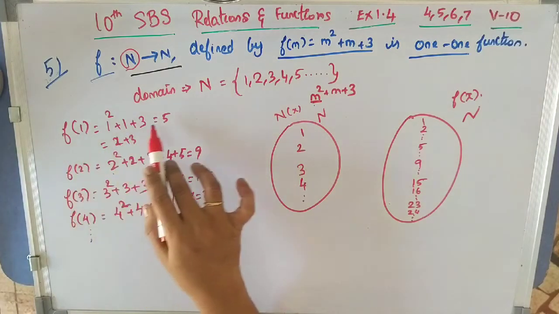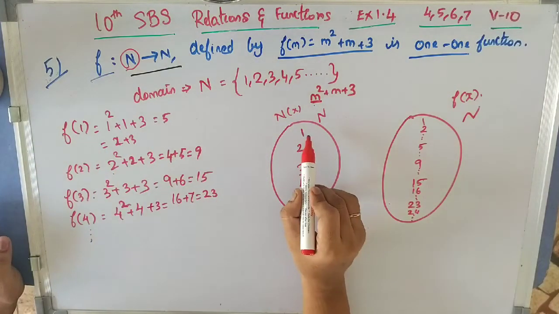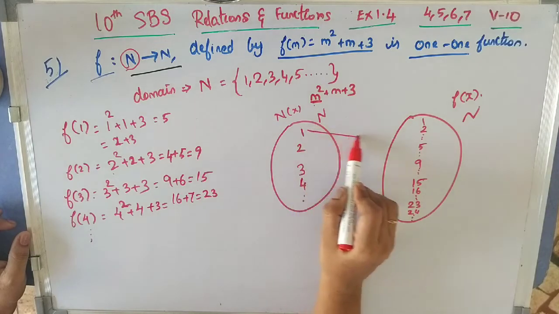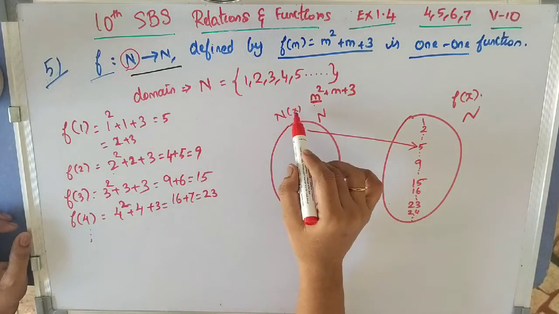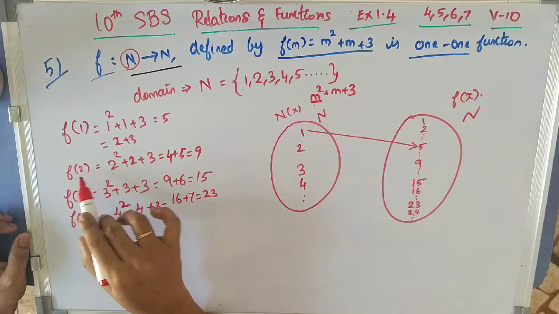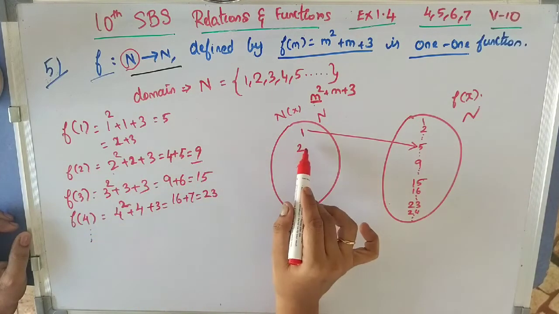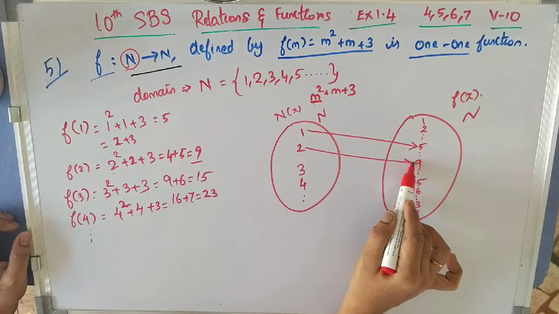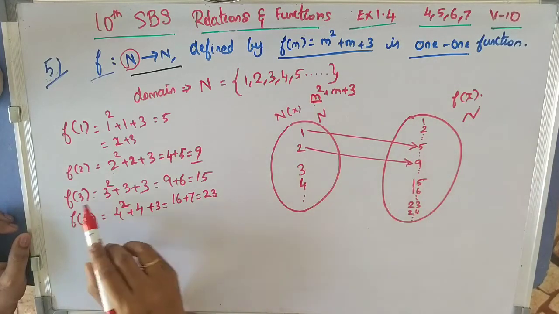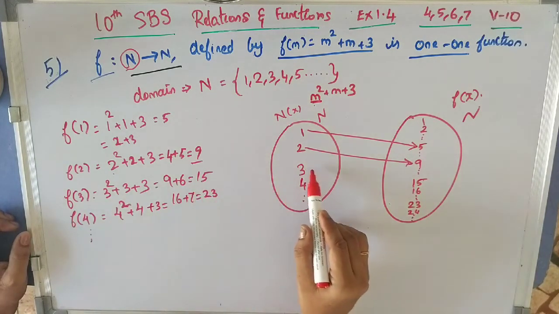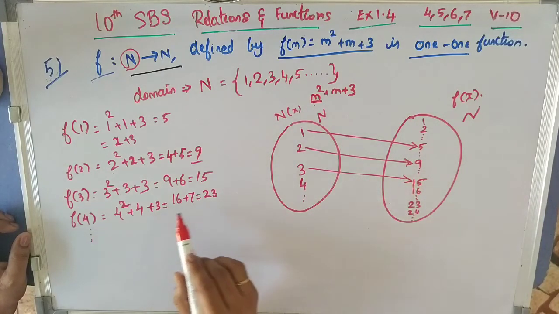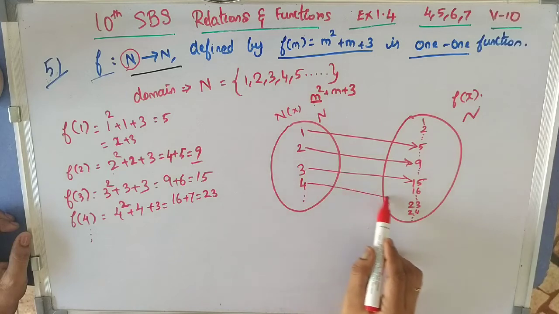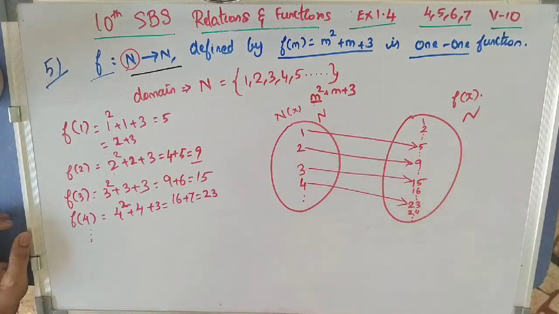If x is equal to 1, f of x is equal to 5. So the image of 1 is 5. Right? When x is equal to 2, f of x is equal to 9. Then the image of 2 is 9. Okay? When x is equal to 3, f of x is equal to 15. So image of 3 is 15. When x is equal to 4, f of x is equal to 23. So image of 4 is 23.